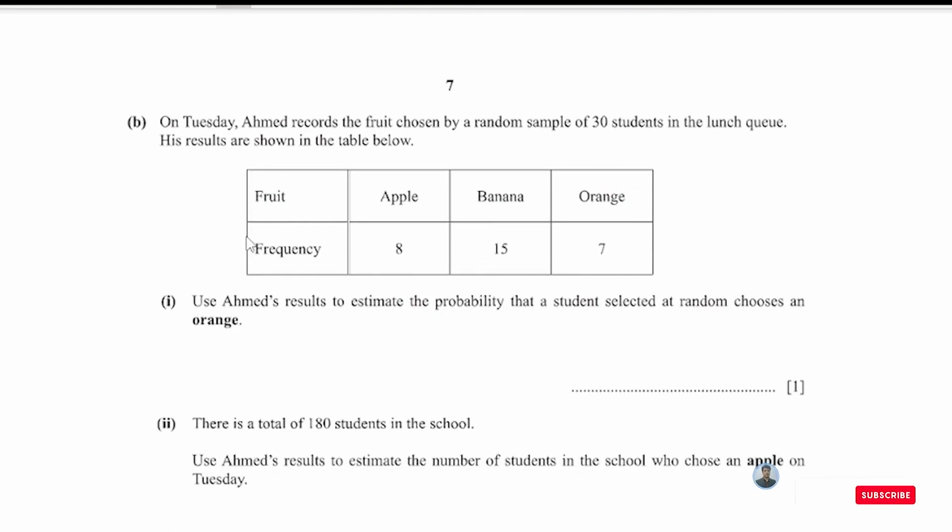Part B of this question. On Tuesday, Ahmed recorded the fruit chosen by a random sample of 30 students in the lunch queue. His results are shown in the table below.